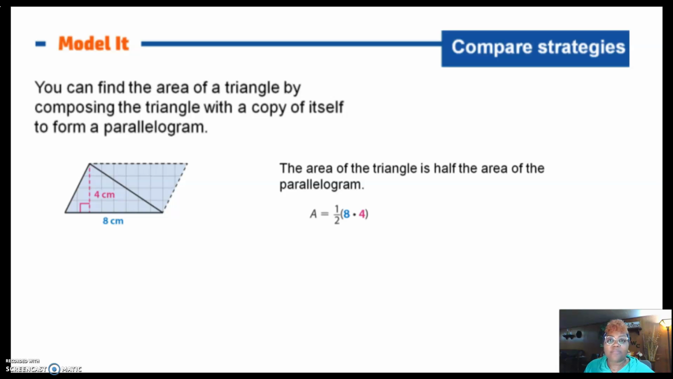Half. Very good. So here I have the area equals 1/2 of my base, which is 8 centimeters, times 4, which is my height, 4 centimeters. So if we take that 8 times 4, and then multiply that by 1/2 or take half of it, same as dividing by 2, then we'll have our answer. So now we're going to figure out what the area is and see if these two different strategies have the same area.